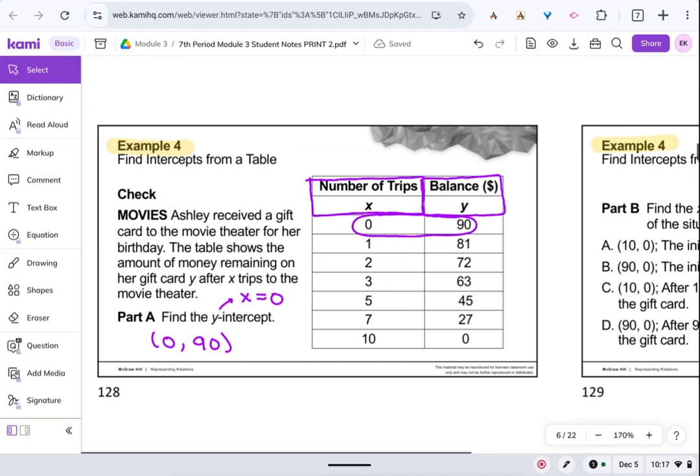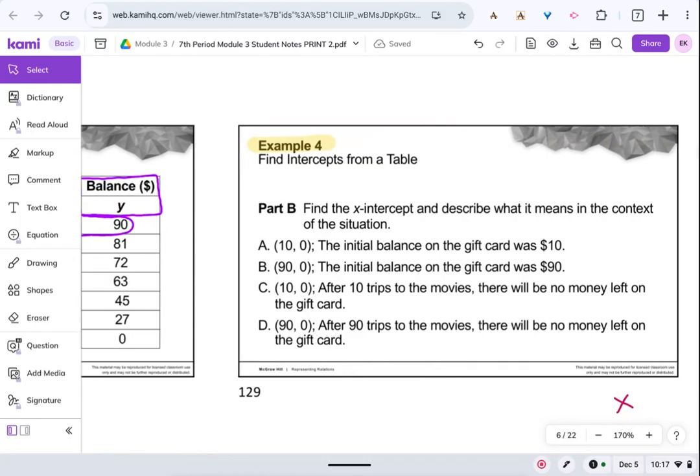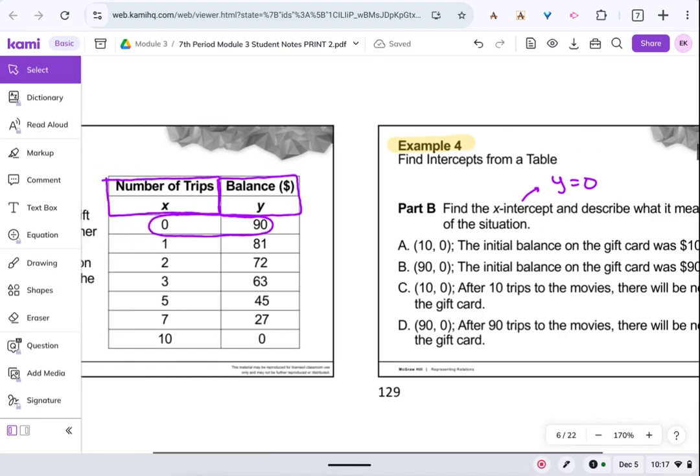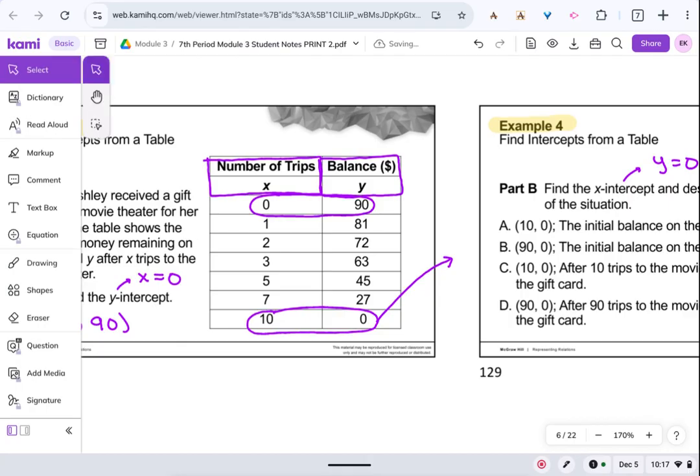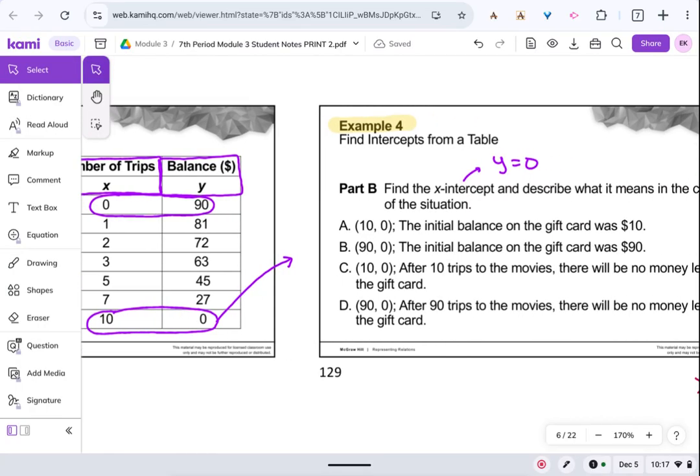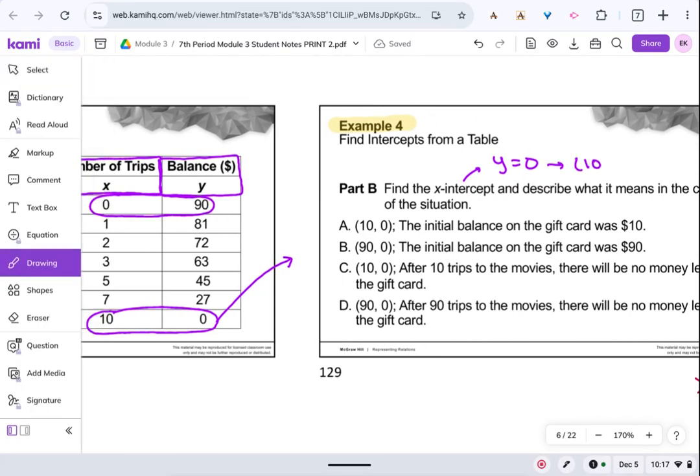So that's part A. Part B says to find the x-intercept and describe what it means. So again, x-intercept, that's when y is equal to 0. So if I look at my table here, that's going to be this one here. So that goes with this question. If I write that as an ordered pair, that's 10, 0. Now 10 is the x, that's referring to how many trips she took. Her balance is now 0.